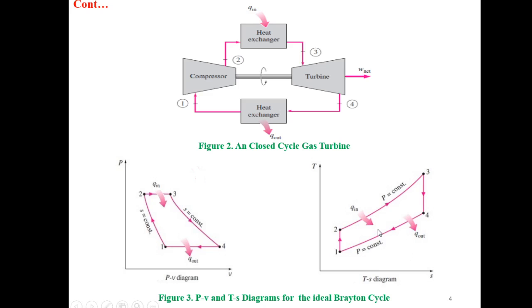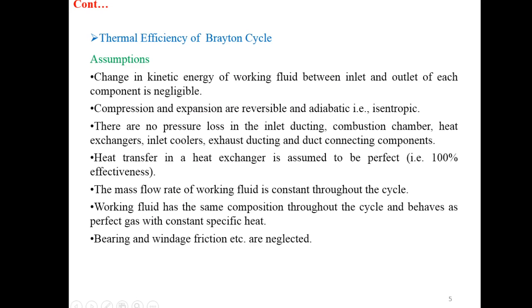The small symbol represents per unit mass. That implies this is heat supplied per unit mass. This is specific volume. This is specific entropy. Thermal efficiency of the Brayton cycle.